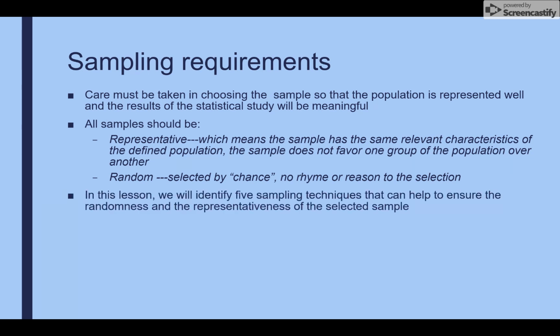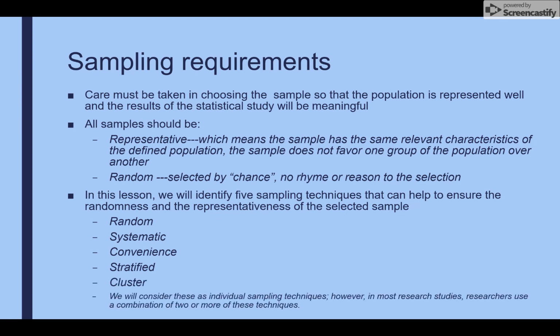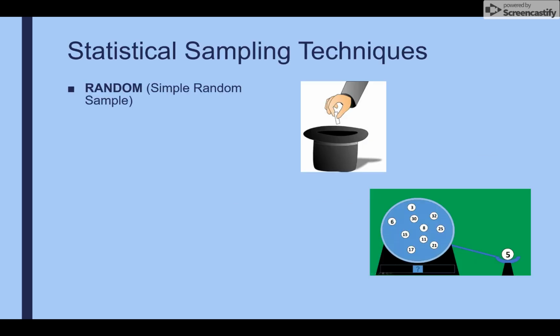In this lesson, we're going to look at and identify 5 sampling techniques that can help to ensure the randomness and the representativeness of the sample. They are random, systematic, convenience, stratified, and cluster. And we're going to view these as individual sampling techniques. However, in most research studies, researchers would use a combination of 2 or more of these techniques. So the first one is random, sometimes called a simple random sample.